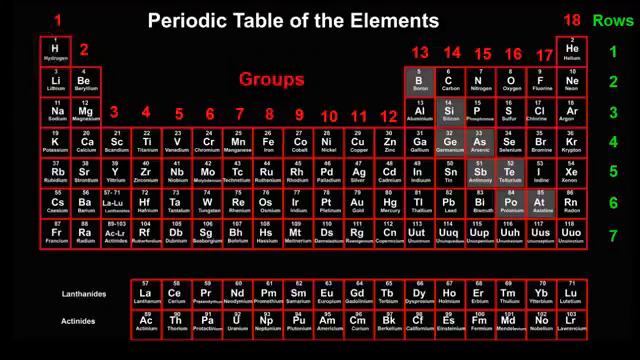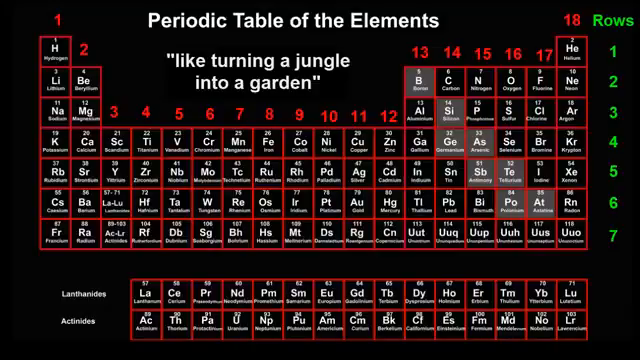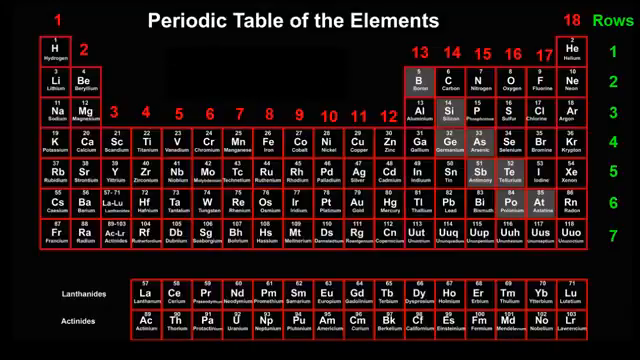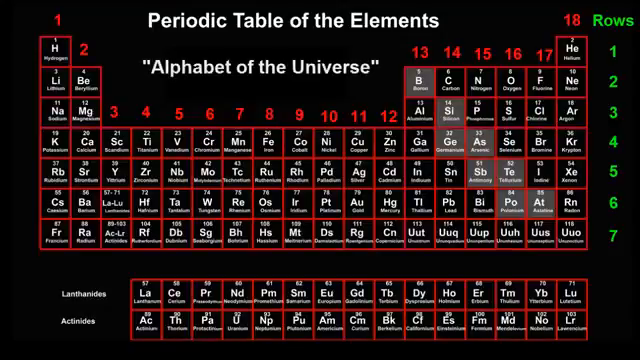The periodic table squeezes a lot of information into a small space. The English writer C.P. Snow said that the periodic table took all the jumbled facts about the elements and fitted them into a pattern, and it was like turning a jungle into a garden. My view is that the periodic table is the alphabet of the universe, whereas our ordinary alphabet is a list of letters that can make all the words in our language. The periodic table is a list of elements that can make all the substances in the universe.